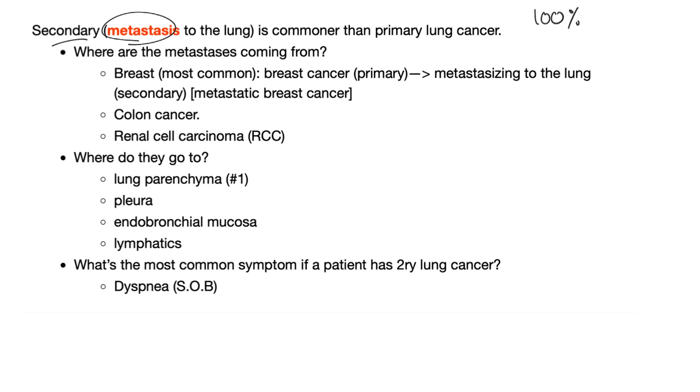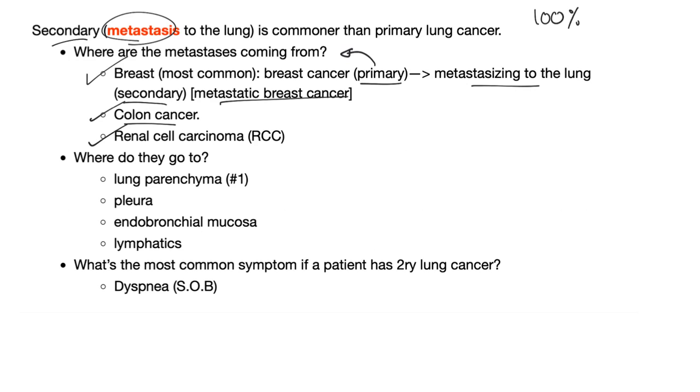Where is the metastasis coming from? Breast is the most common. So this is primary breast cancer going to the lung. We call this metastatic breast cancer. Then when it goes to the lung, we call it secondary lung cancer. Next one is colon cancer. Third one is renal cell carcinoma.